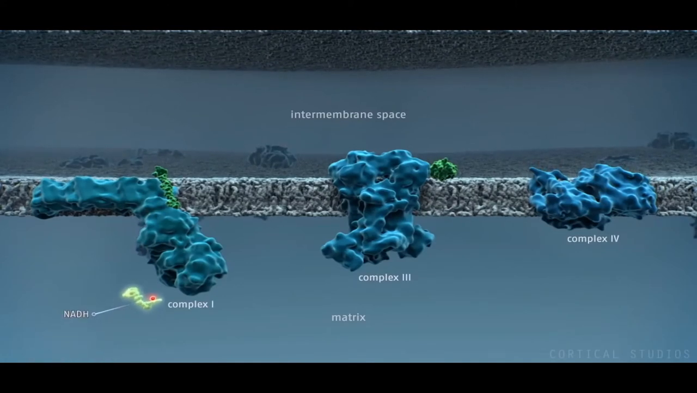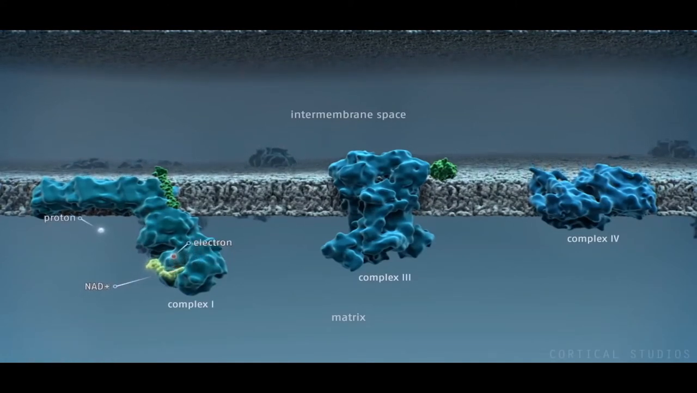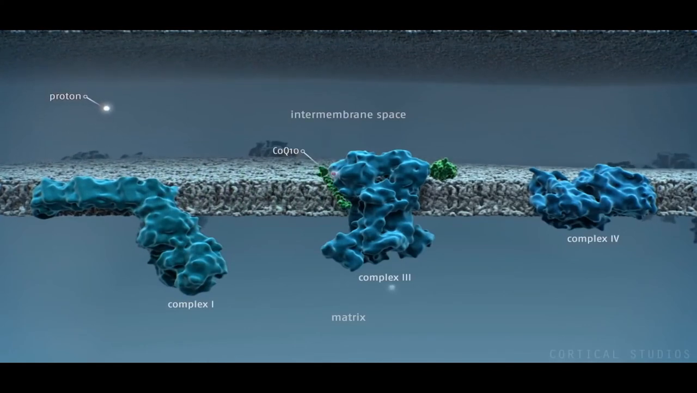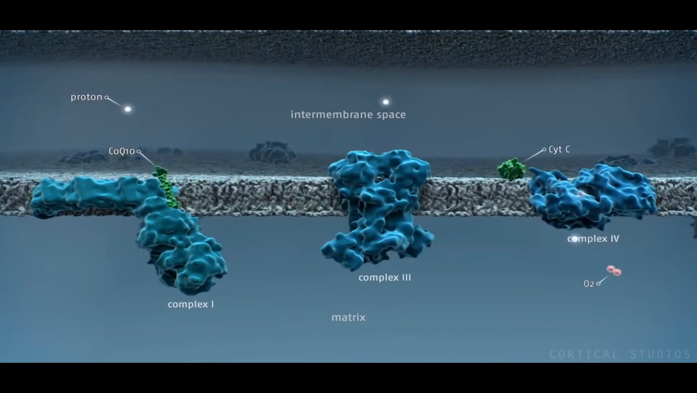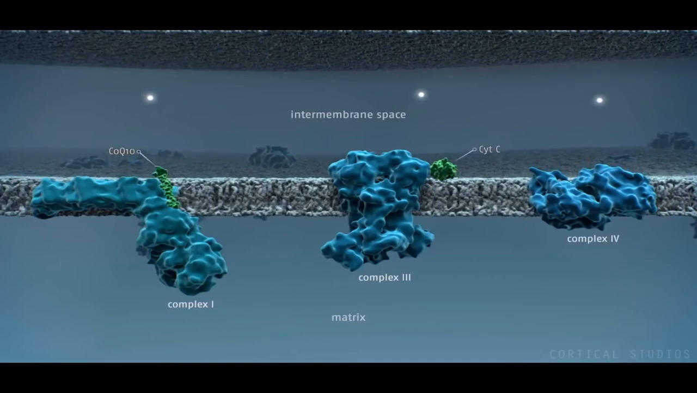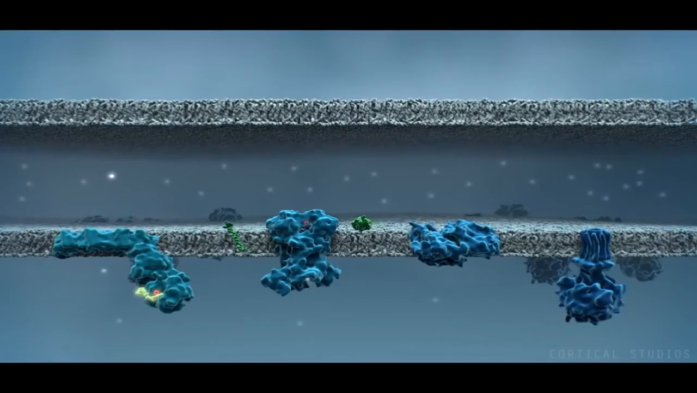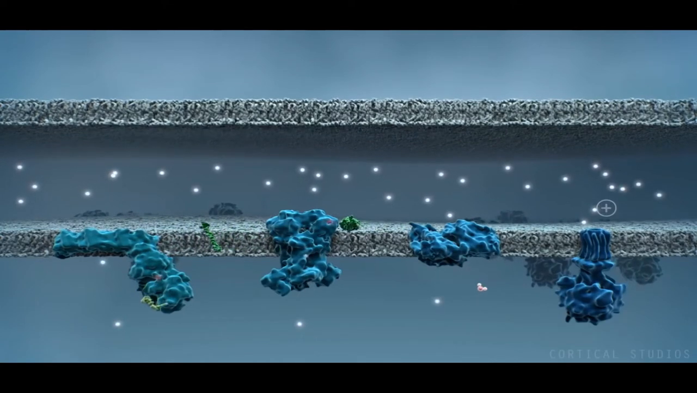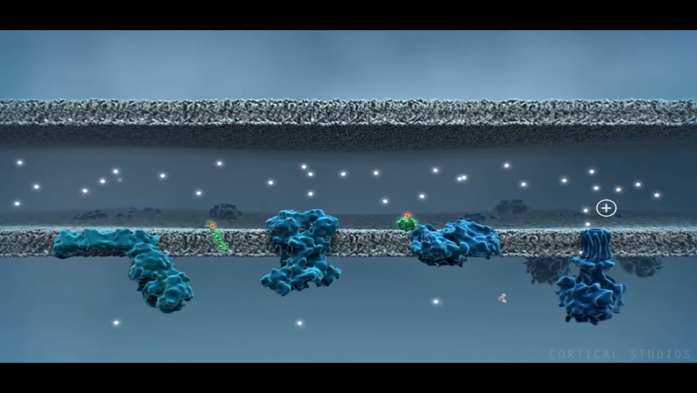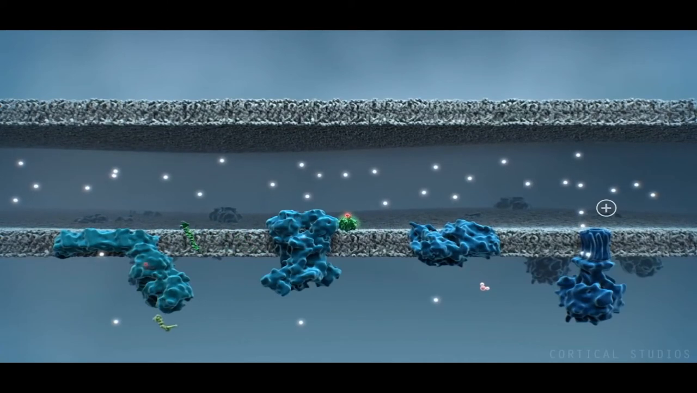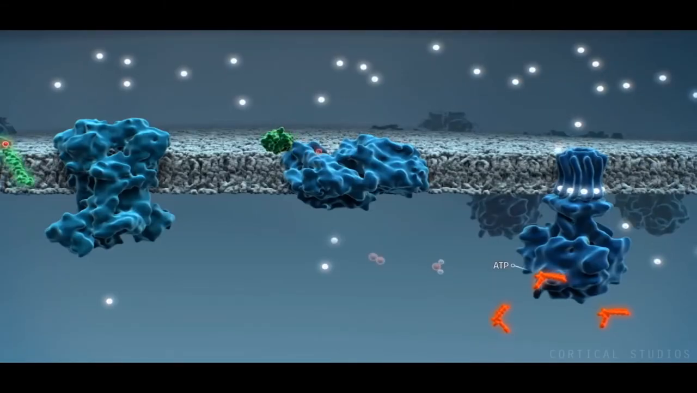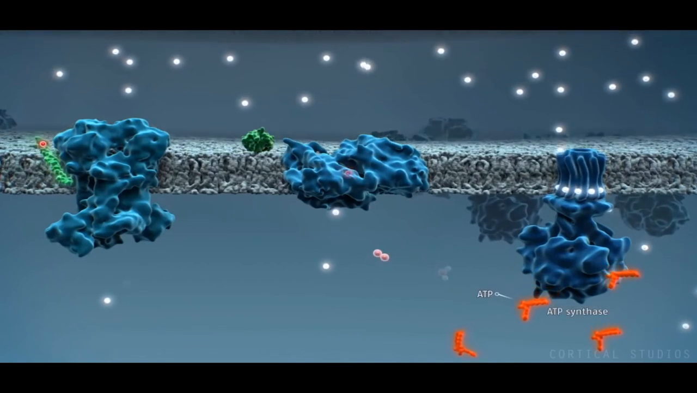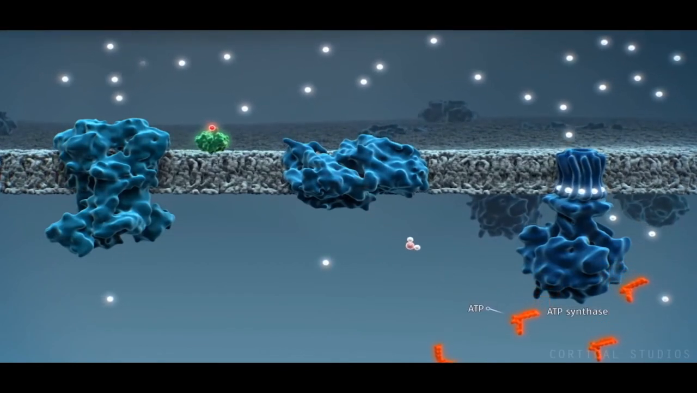Nutrients provide high energy electrons in the form of NADH, which are used by the protein complexes to pump protons from the matrix to the intermembrane space. This continuous pumping creates a proton gradient, where the positively charged protons are attracted to the more negative matrix. When the protons re-enter the matrix through the ATP synthase protein complex, they catalyze the production of ATP.